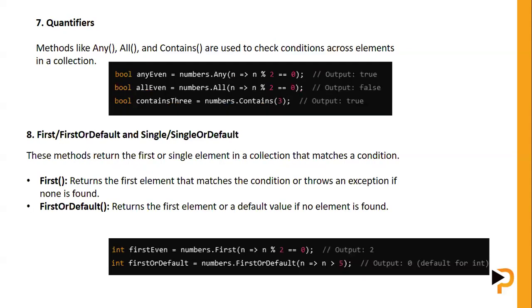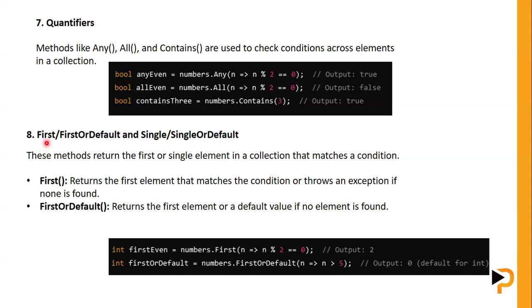Now, quantifiers. Methods like Any, All, Contains are used to check conditions across the elements. So there is Any even: numbers dot Any, where the number is divisible by 2, or you can apply a condition here. Here they are just finding out whether the numbers are divisible by 2 or not. Then All: whether all numbers are divisible by 2 or not. So these kinds of criteria.